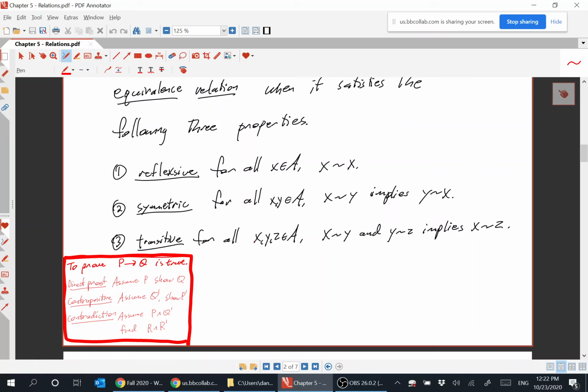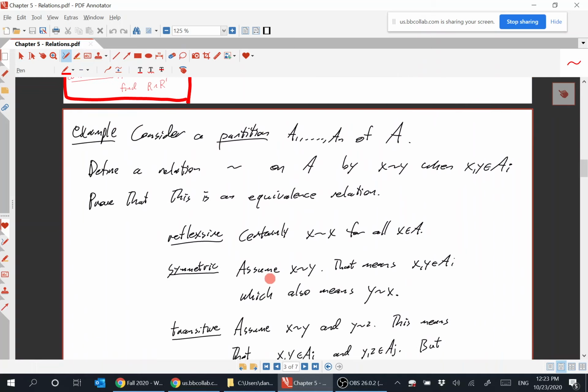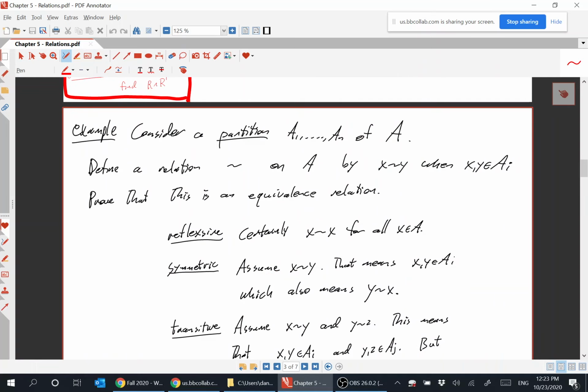And then transitivity: when x is related to y and y is related to z, then x is related to z. All right.